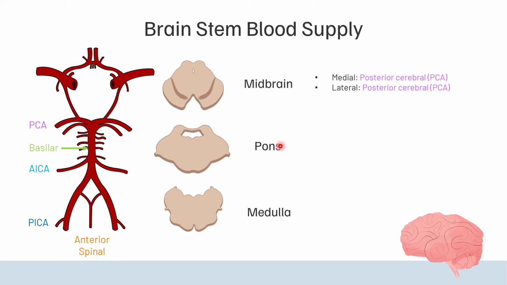Moving down to the pons, what would make the most sense for it to be supplied by medially? Basilar, exactly. So the medial aspect of it is going to be supplied entirely by the basilar artery, either its pontine branches or the artery itself. However, laterally, since the pons is so large, you see those projections here that are going to wrap around? This ICA is going to give me the lateral blood supply of the pons.